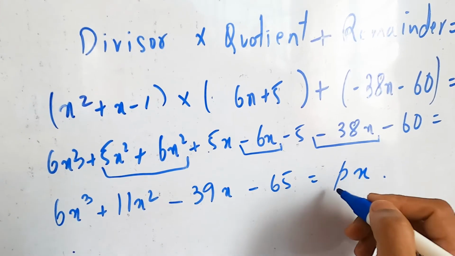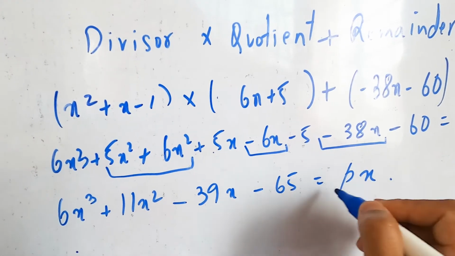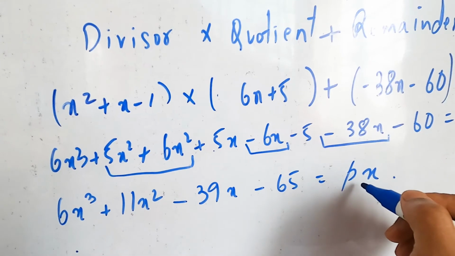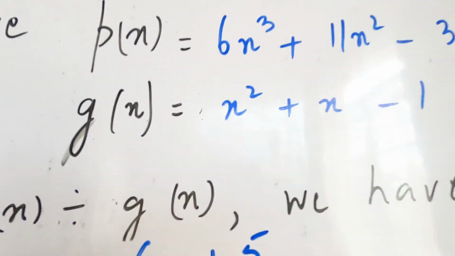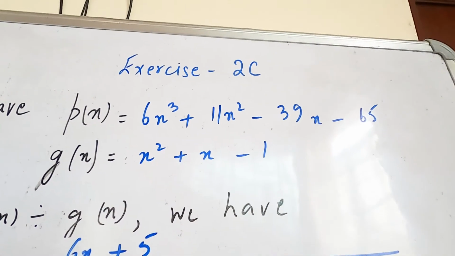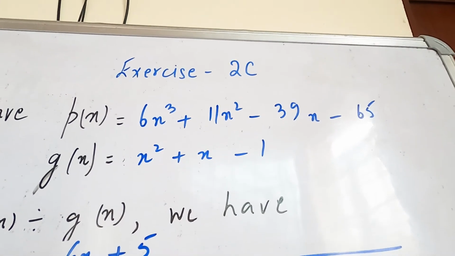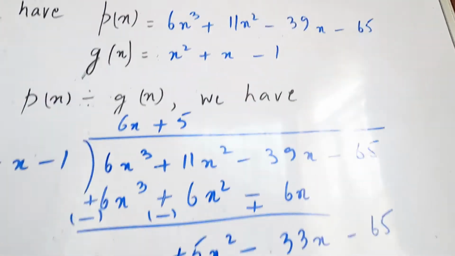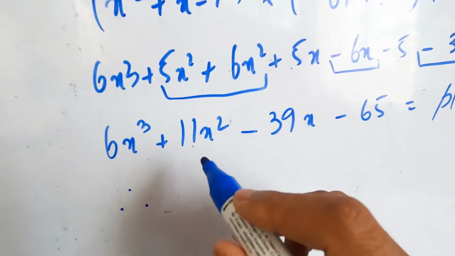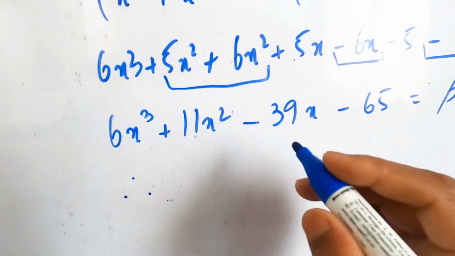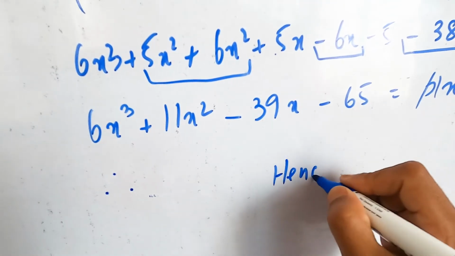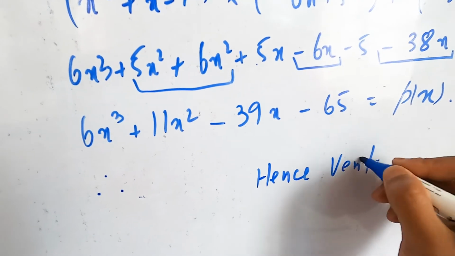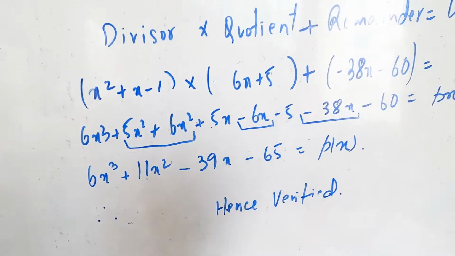So in this case we can see here that it is the same as px. All right, so over there we can see 6x cubed plus 11x square minus 39x minus 65. Here also we are getting the same thing, so hence verified. So this will be your answer.